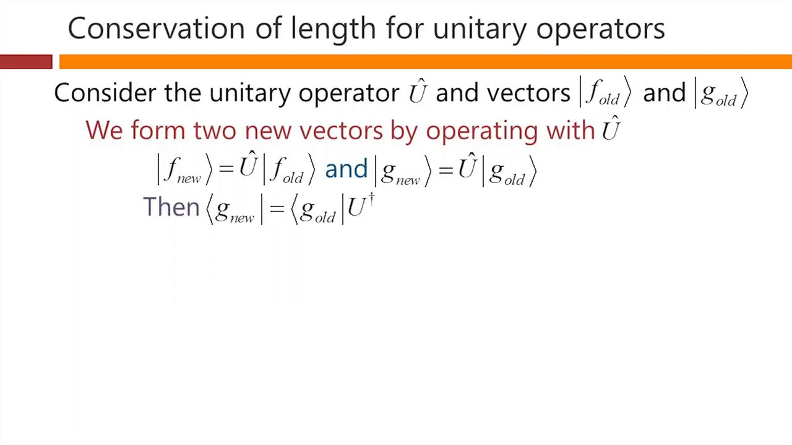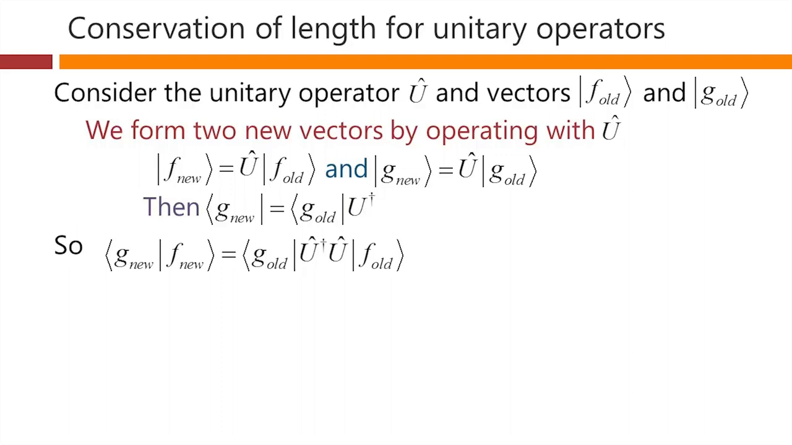So let's just look at what the Hermitian adjoint of this G new ket vector is. It becomes this bra vector, and as we said, when we take the Hermitian adjoint of the product of two things, we have to take the flipped round product of the Hermitian adjoints. So we have the bra vector for G old and the Hermitian adjoint of U.